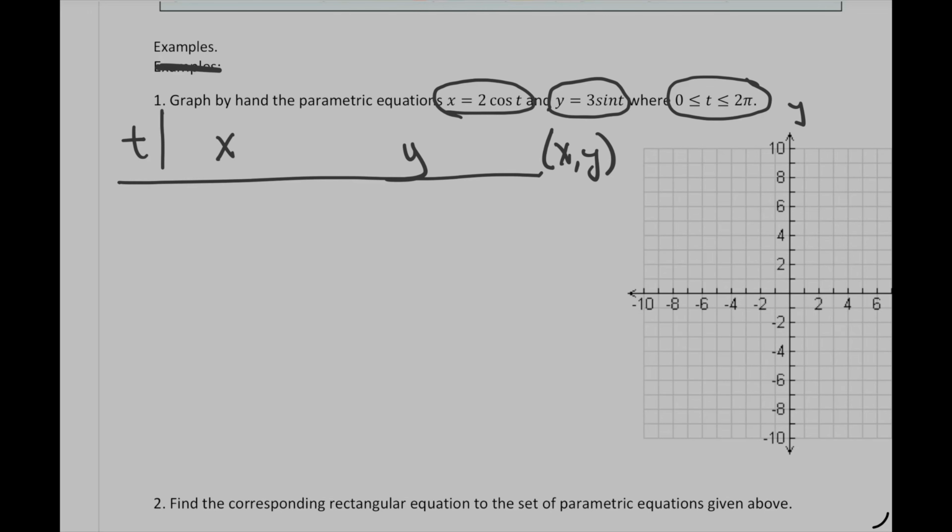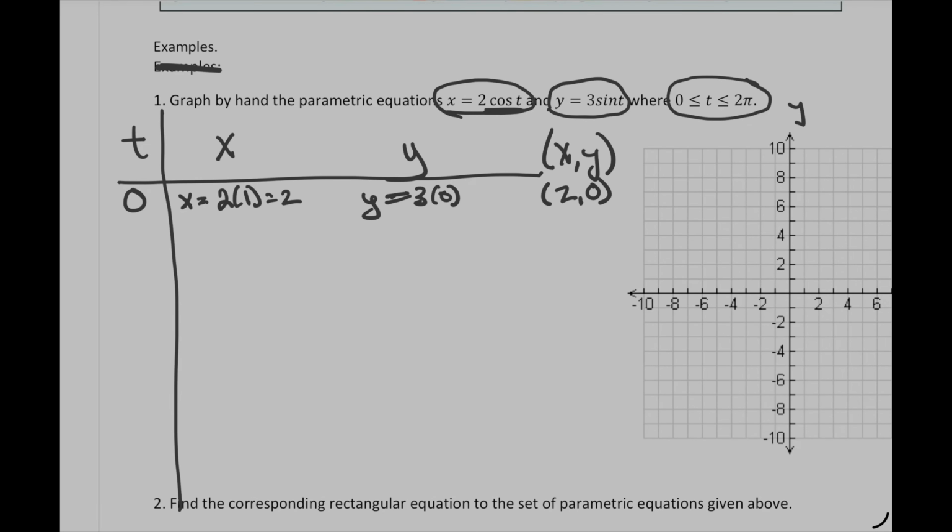I'm writing a little bit big, but if t is, say, 0, then x is going to equal 2 cosine of 0, which is a 1, and y will equal 3 sine of 0, which is 0. So the coordinate point is going to be 2, 0. Okay, which is right here. All right, let's keep going. I'm going to try to make maybe a little bit bigger jumps in my table just because I don't have a lot of space. So I'm going to go by quarters of pi.